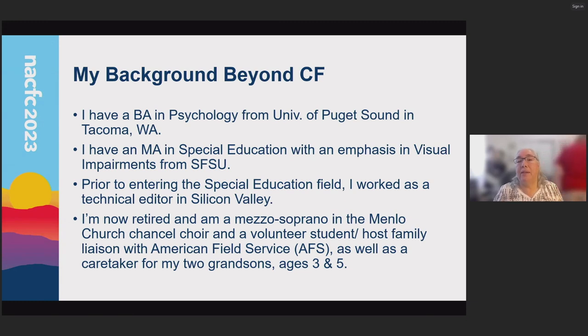As far as my educational background, I have a BA in psychology from University of Puget Sound in Tacoma, Washington. I have a master's degree in special education with an emphasis in visual impairments from San Francisco State. And prior to entering the special education field, I worked as a technical editor here in Silicon Valley. I'm now retired and am a mezzo-soprano in the Menlo Church Chancel Choir and a volunteer student and host family liaison with American Field Service, as well as a caretaker for my two grandsons who are aged 3 and 5.